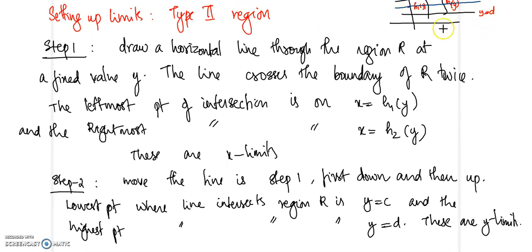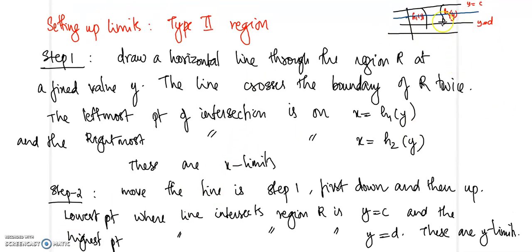When we take a type 2 region, it will be of this form. On the left and right you will have the curves h1 of y and h2 of y, and above and below you have y equal to c and y equal to d. Okay. In the same way that we started type 1 with a vertical line, here you draw a horizontal line inside your region.